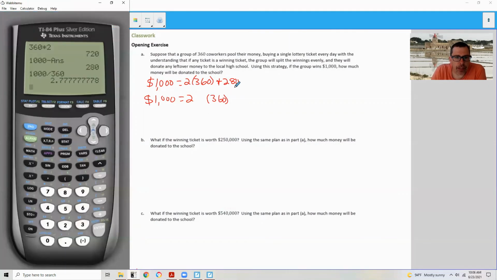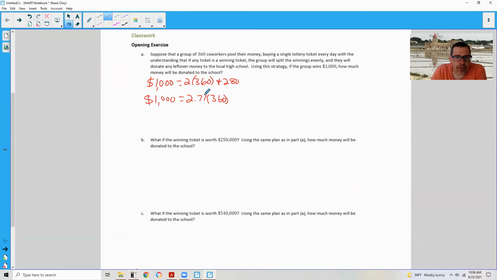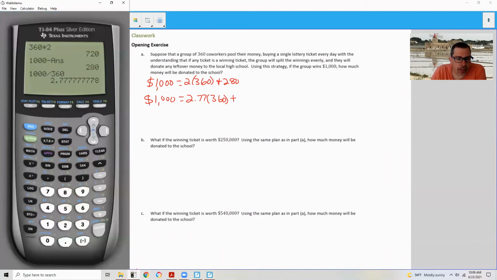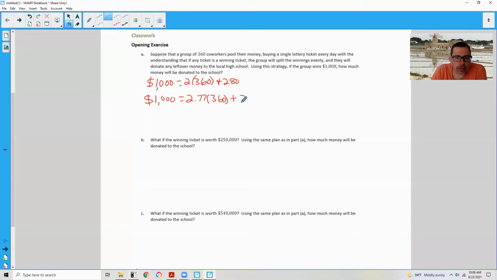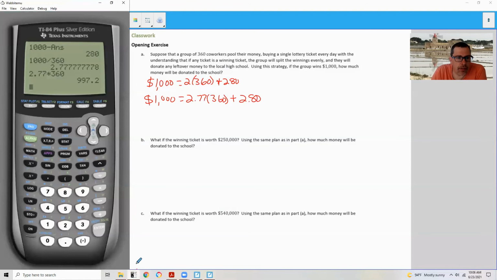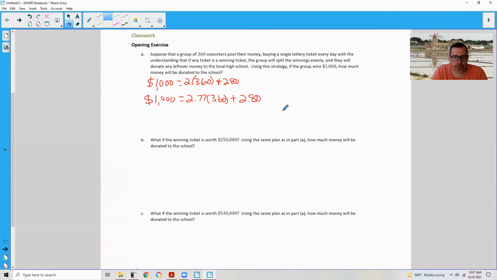And I divided 1,000 by 360 to get 2.77. So if everybody took $2.77, then I would take that 2.77, because you can't go out any further than that. You can't take 7/10 of a penny. So if everybody got $2.77 times 360 people, that'd be $997.20, and that'd only leave $2.80 to the school. Okay, so there's a couple of ways of looking at it. They did not specifically say even dollar amounts.